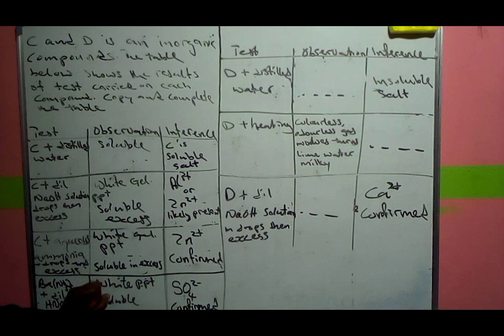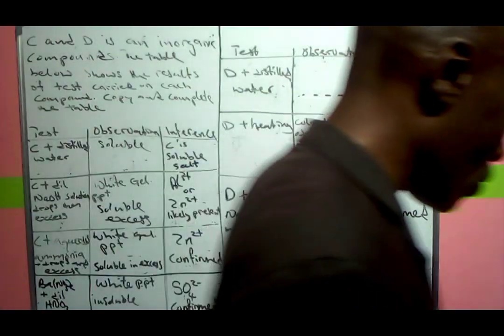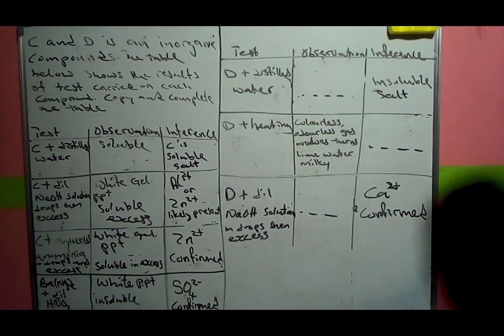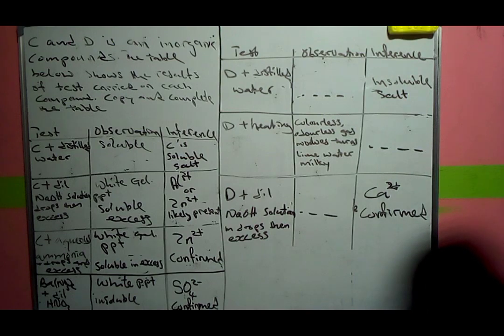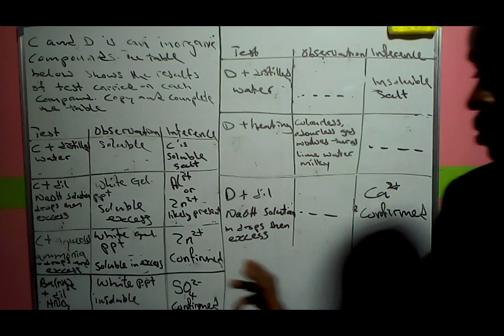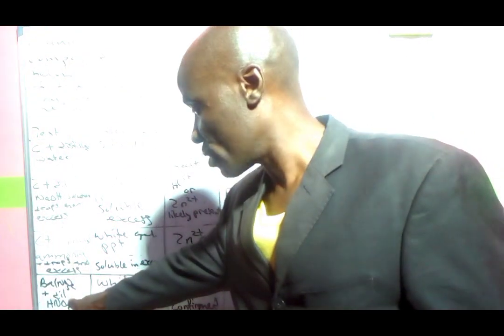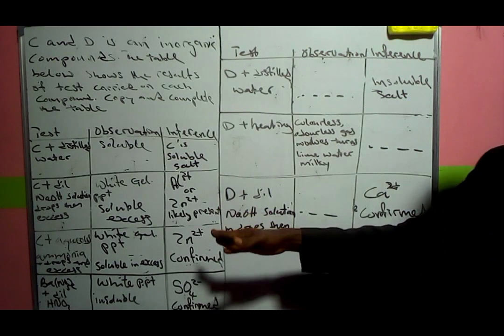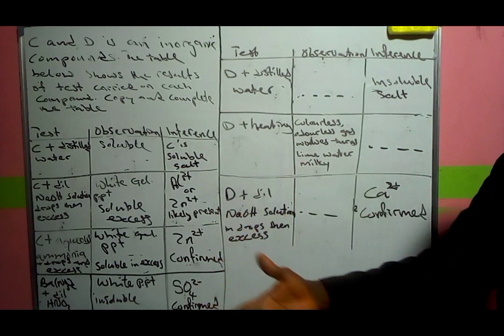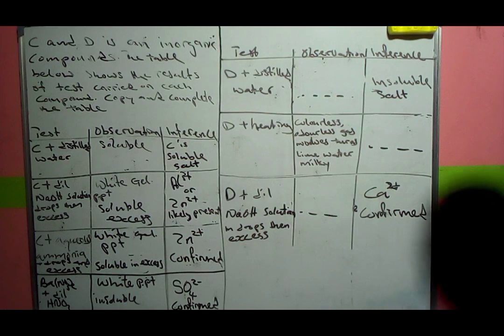All of them give you a white precipitate, but for this other one, the precipitate remains when you add any of the acids, dilute hydrochloric acid or dilute nitric acid. Note that we are using dilute nitric acid because we are using barium nitrate. But if we are using barium chloride, we're going to use dilute hydrochloric acid for that test.